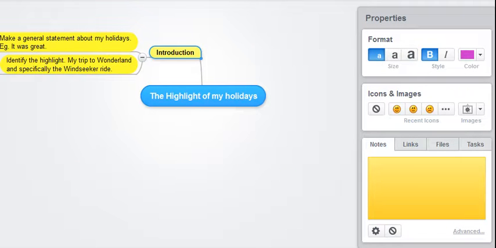Okay, so now we come to the second paragraph, actually the first paragraph of the body, and that's where we're going to actually start talking about the Windseeker ride. So we will start a new node there and we'll call it the beginning of the ride.